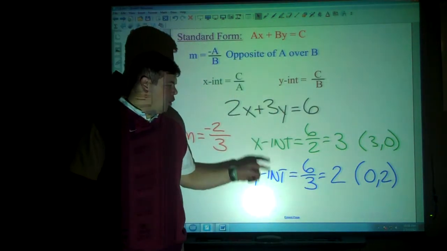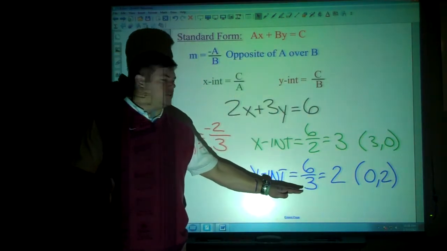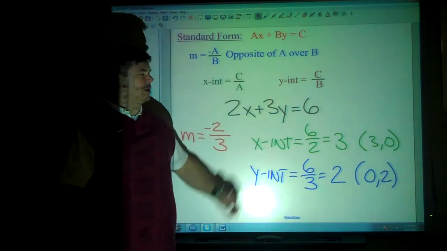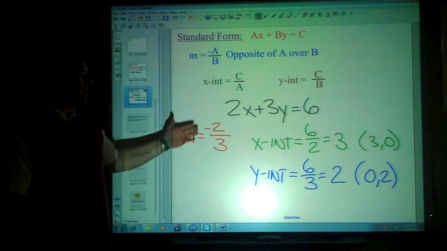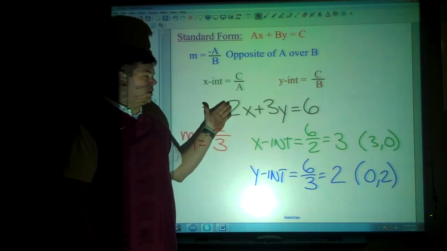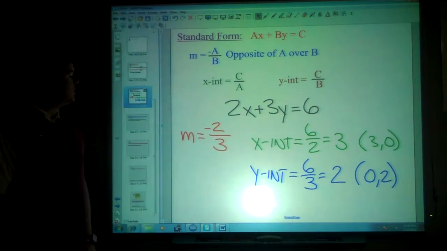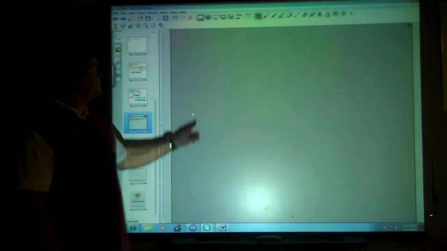These are two different coordinates. This one's on the y-axis, this one's on the x-axis. But if you know these three relationships, and you should have them in your journal, it makes it very easy when a number's in equations in standard form to find really simple pieces of information for graphing.